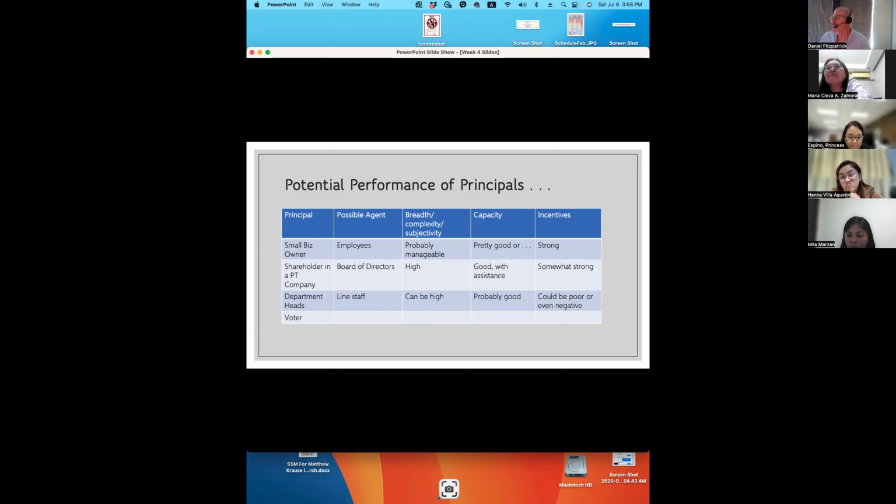Line staff: complexity can be high, say with maybe a land transfer office or something like taxes, tax collection. Capacity, probably good nowadays with more computers. But here's the thing, incentives can be poor or negative. That's, again, if we have a corrupt organization, there are perhaps negative incentives for doing the thing that we want them to do. All right, that leaves the voter.